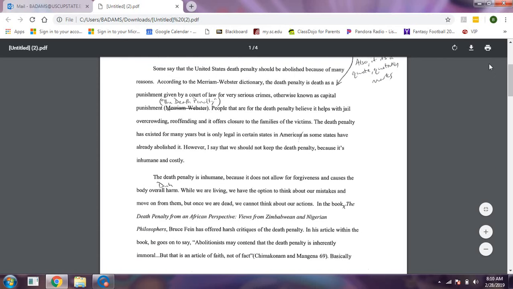Usually it's an author's last name. If there's no author, it's going to be the title of the article. If there's no title of the article, which is a very unusual circumstance, that's when you would move on to the book, the website, whatever.